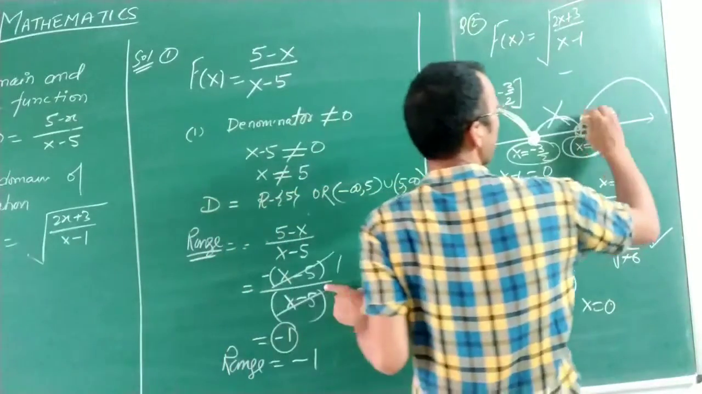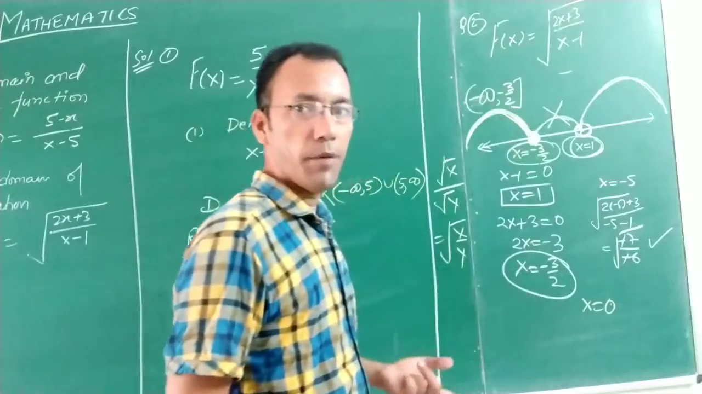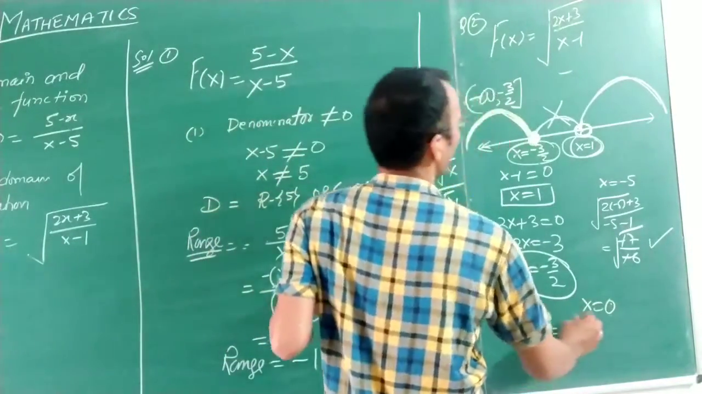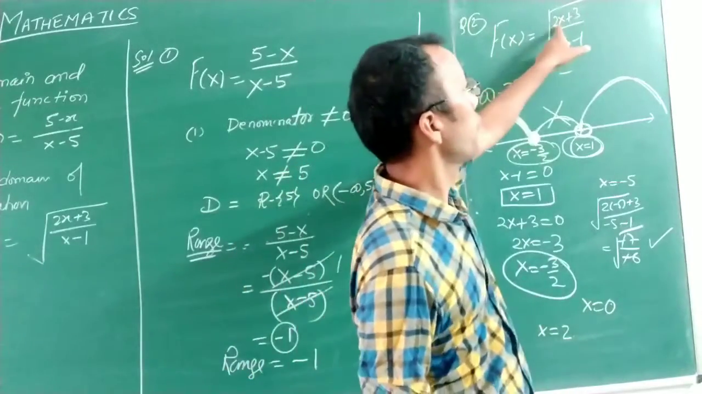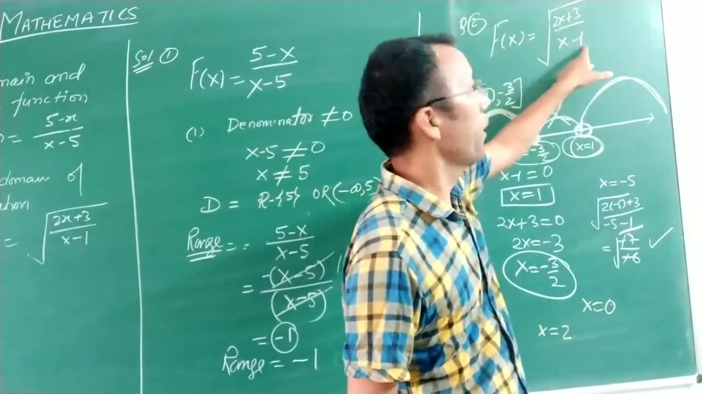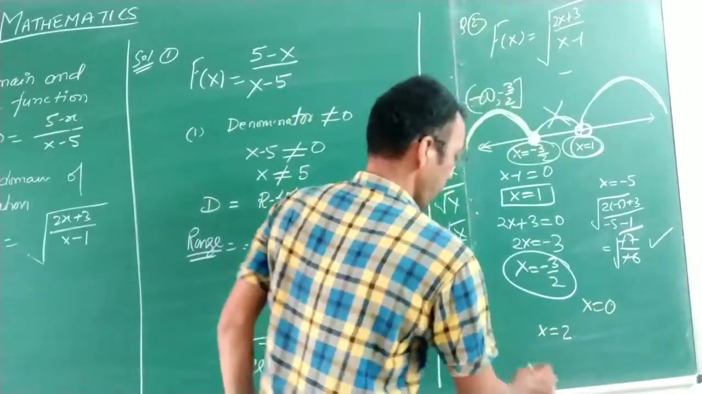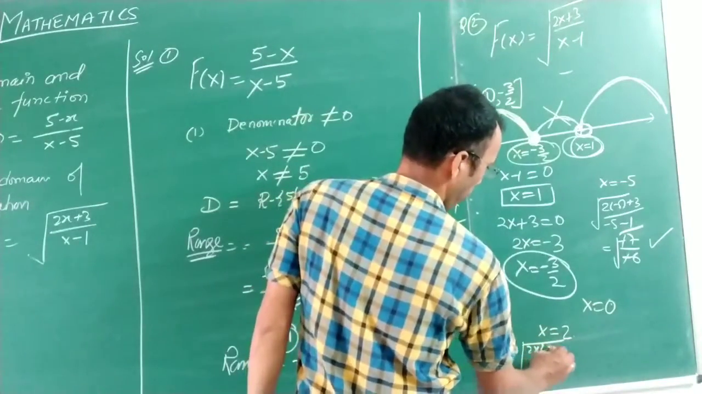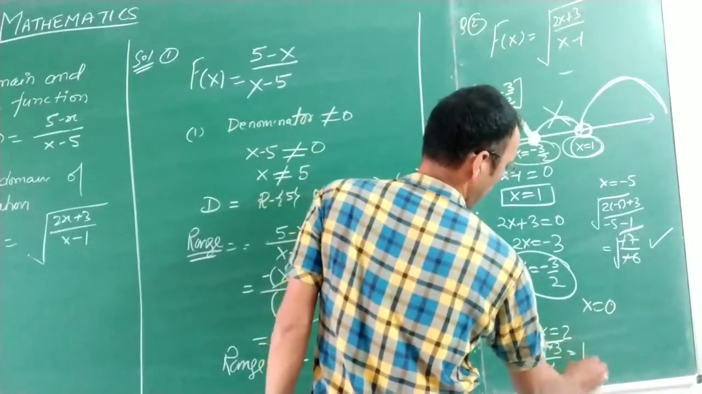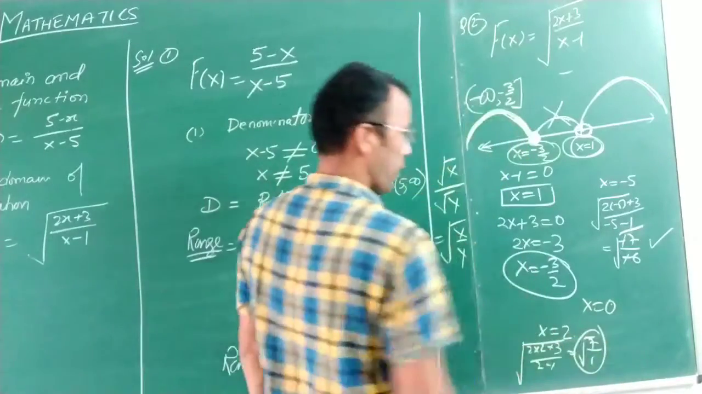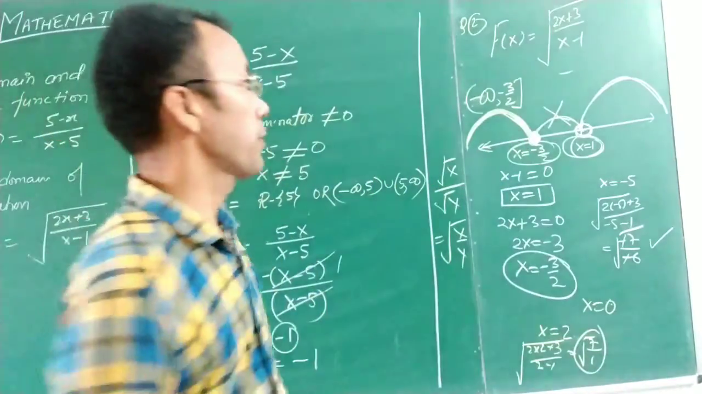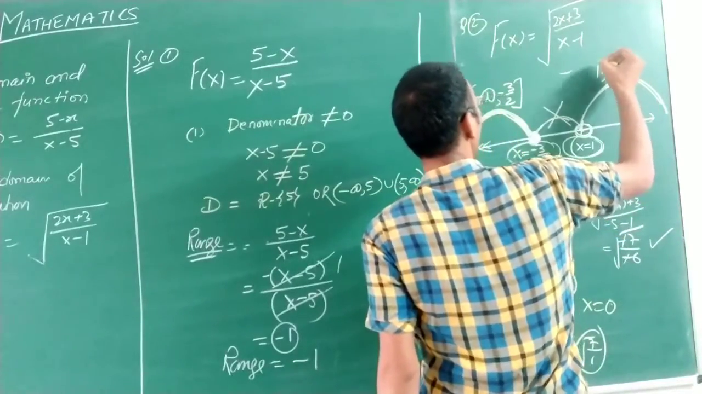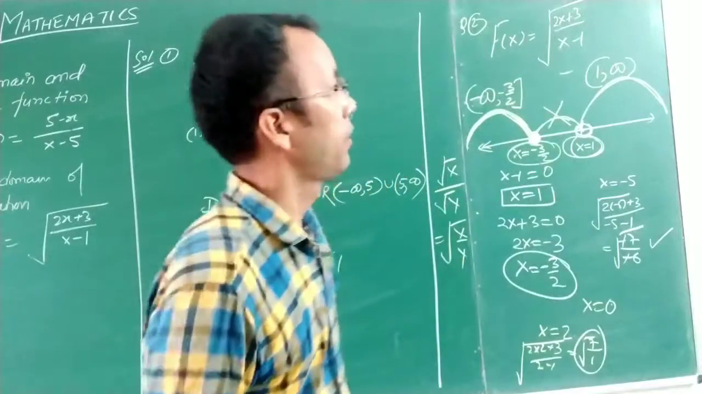And the third one, check, this is 1 to infinity. Any number, 1 is not included. So I am putting x is equal to 2. 2 into 2 is 4, 4 plus 3 is 7, and 2 minus 1 is 1. That is equal to 7 by 1, which is under root 7, and that is positive. Yes, this is the solution also. That means 1 to infinity is also the solution, in an open interval.